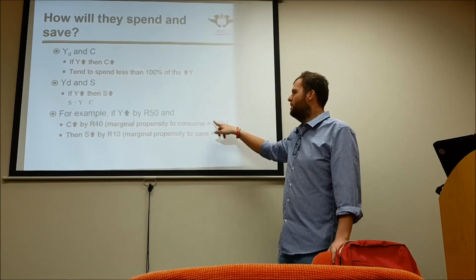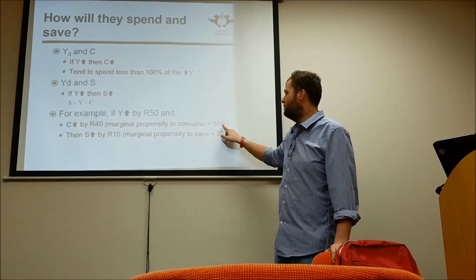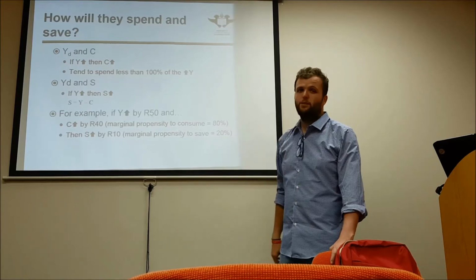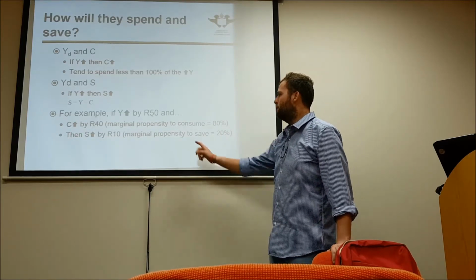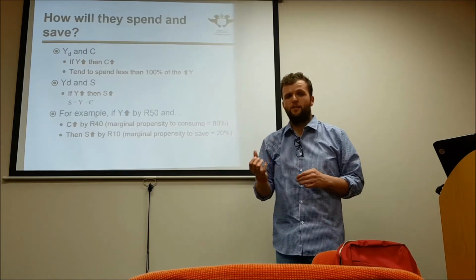And together your marginal propensity to consume and your marginal propensity to save should be equal to 100. 80 plus 20 is 100. That's always true. Okay, so what's your willingness to consume and your willingness to save? These are the concepts I want you to understand.